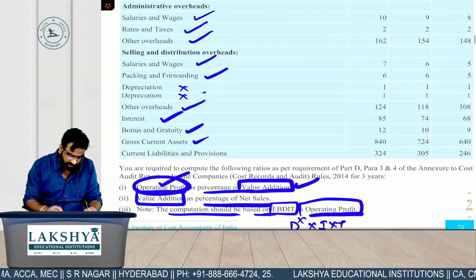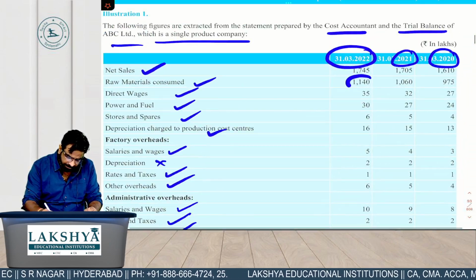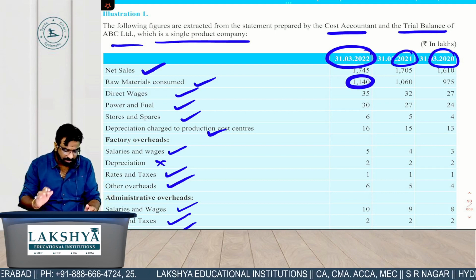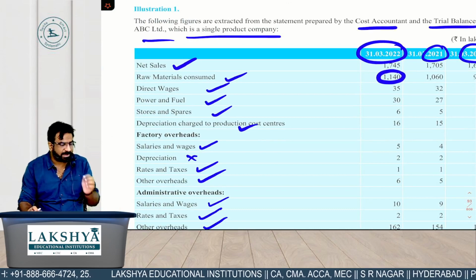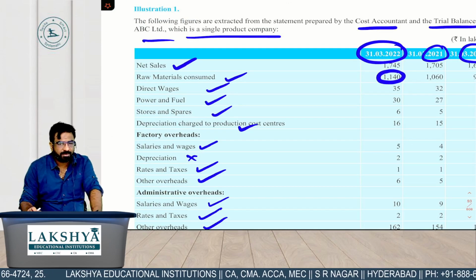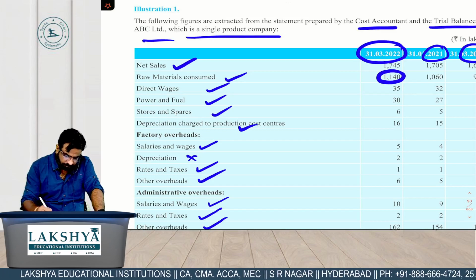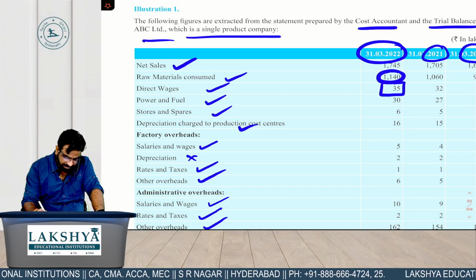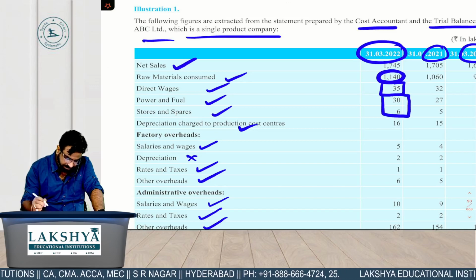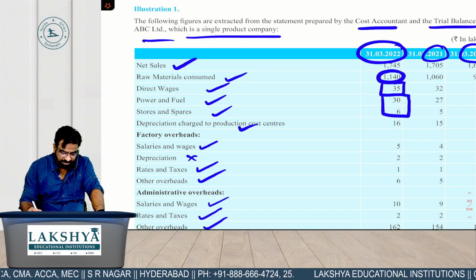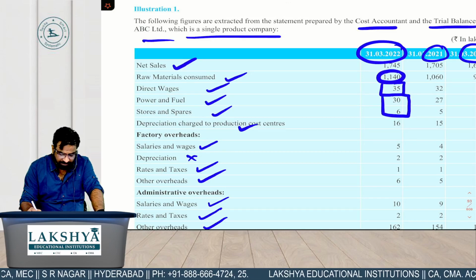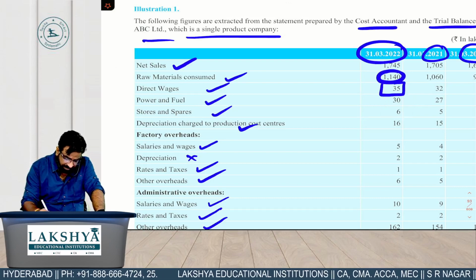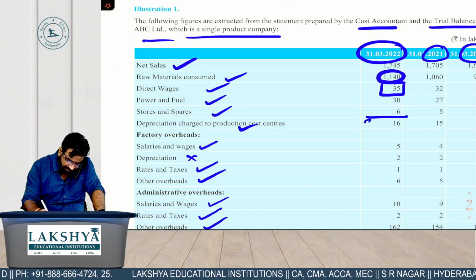Minus what we have to do. What is the raw material consumed, everyone? 1140. Let's first do one year, because the other 2 years you can easily do. Let's do the 22 one. So 1745 minus 1140. How much is it coming? Minus 35 and minus 30, except depreciation. Reduce all these four figures: 1745, 1140, 35, 30 and 6. Total? What answer is coming? 534.